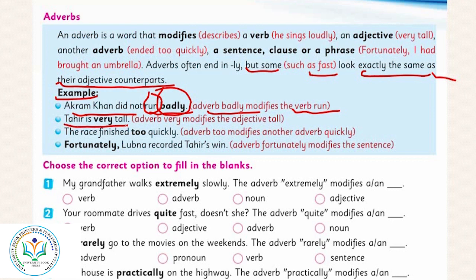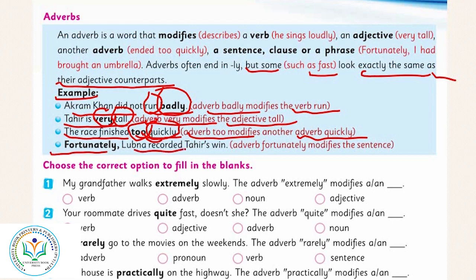Tahir is very tall. Adverb very modifies the adjective tall. अब tall आपका adjective है और very आपका adverb है जो कि modify कर रहा है tall को. The race finished too quickly. Adverb too modifies another adverb, quickly. Quickly आपका एडवर्ब है और टू आपका एडवर्ब है. अब टू मॉडिफाई कर रहा है क्विकली को.